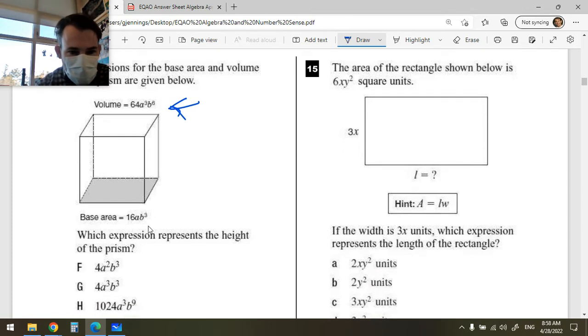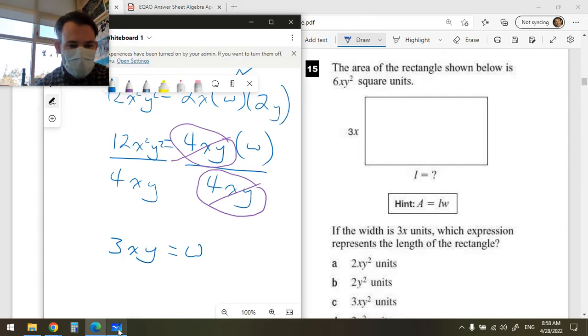And we're told its volume, and we're told the area of the base. We know that the height, well, we know that that's unknown. So I'm going to label it here h for height. And I'm going to get a whiteboard out so I can do a bit of scratching.